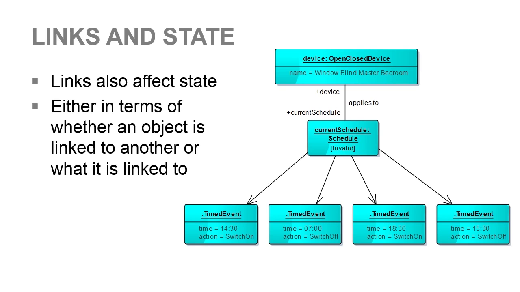In the example here, a schedule has a set of timed events with switch on and switch off actions in them, but the schedule's been linked to an open-closed device which expects open and close actions. As a result, whatever the other attribute values of the schedule that might affect its state, such as enabled, start date, or end date, it's in an invalid state, and that's shown in the diagram underneath the name of the object. Now let's have a look at how to add values into slots and display state in object diagrams.